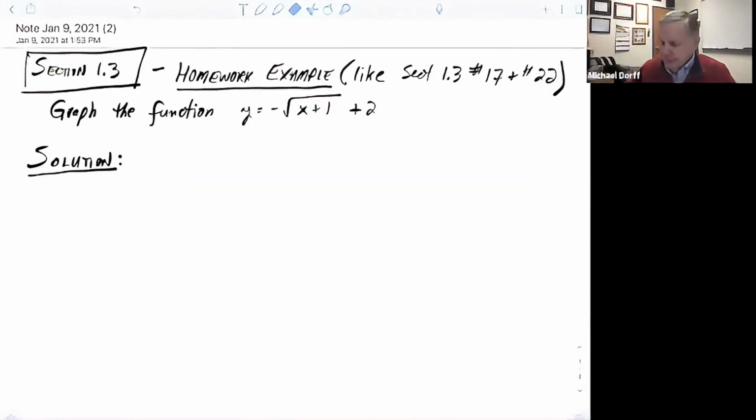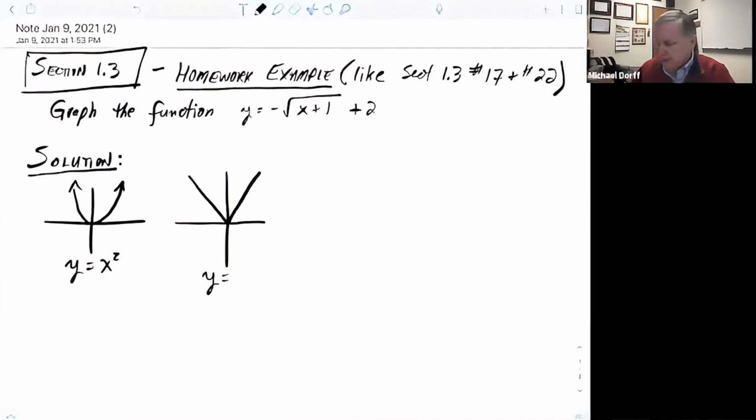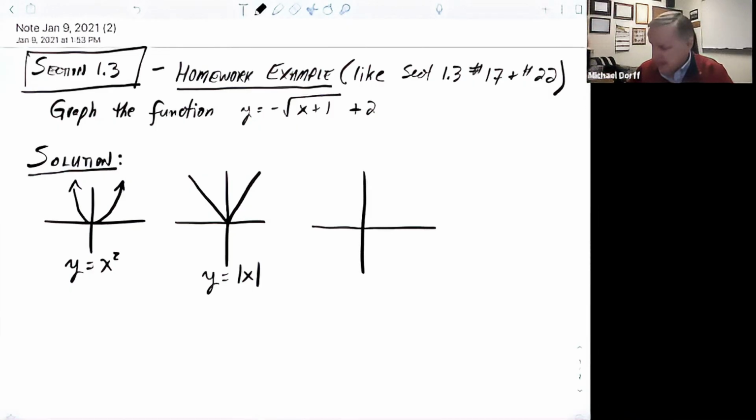Those include such things as the function y equals x squared. The graph of that looks like this. The function y equals the absolute value of x. There's a list of those in the notes. Make sure you know them. For this particular problem, we're going to use the one that is y equals the square root of x. And that looks something like this.